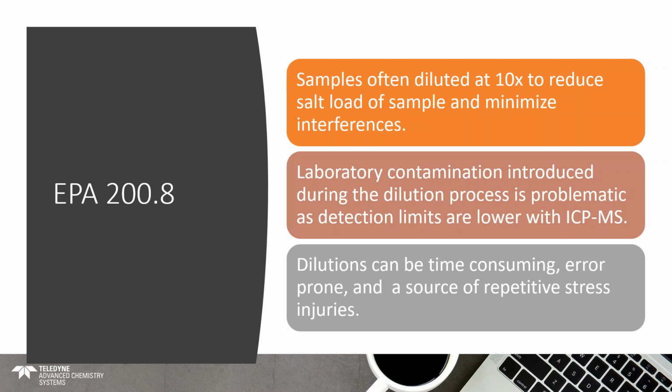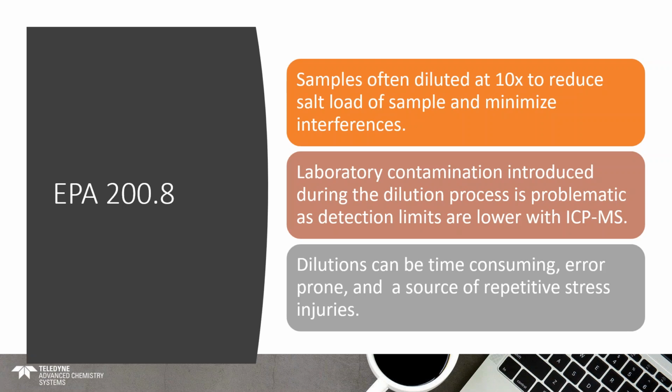So the samples are typically diluted at 10x to reduce the salt load and also to minimize any interferences and matrix effects that can affect your data. However, laboratory contamination can be introduced during that manual dilution process. And it's especially problematic as with the ICP-MS, you're looking at generally very low detection limits. So any contamination that comes from the manual prep becomes a much bigger problem.